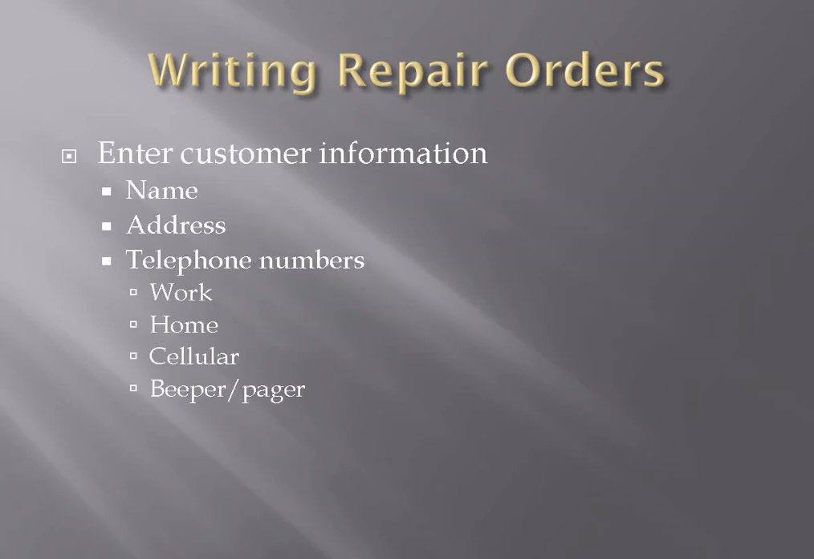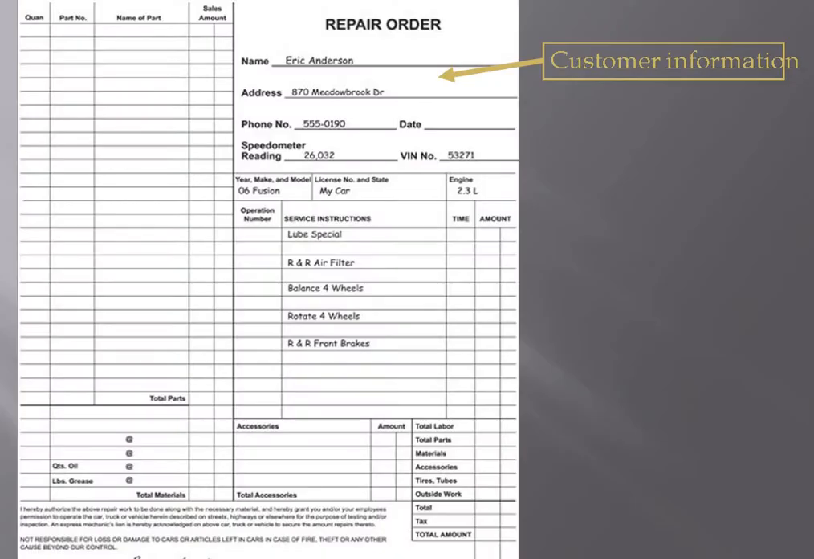When completing a repair order, it is necessary to document all of the customer's information, including name, address, and a phone number. It may be helpful to note an email address as well. This information will be needed to contact the customer for additional work, to let them know their vehicle is ready, or to contact them in the future for maintenance reminders. Here we can see it documented on the repair order.